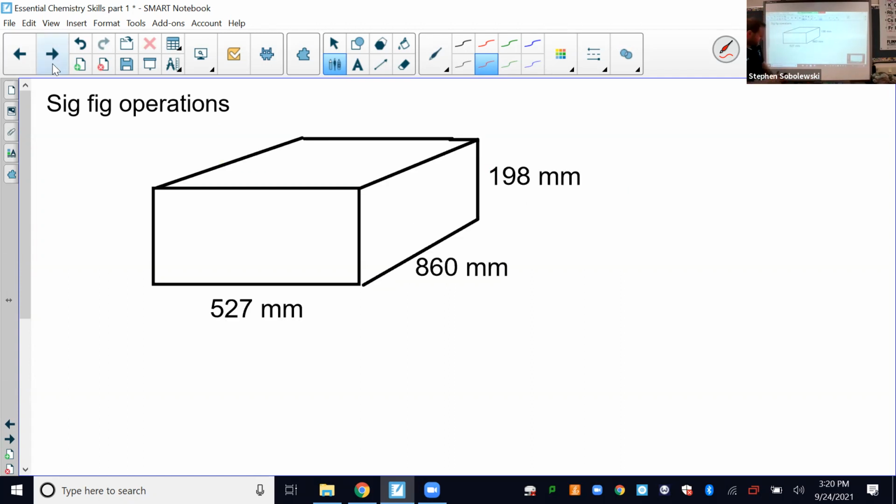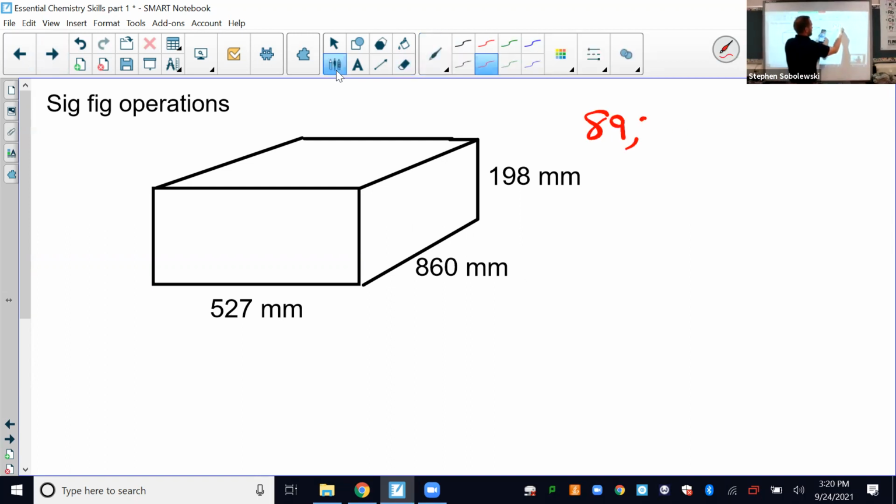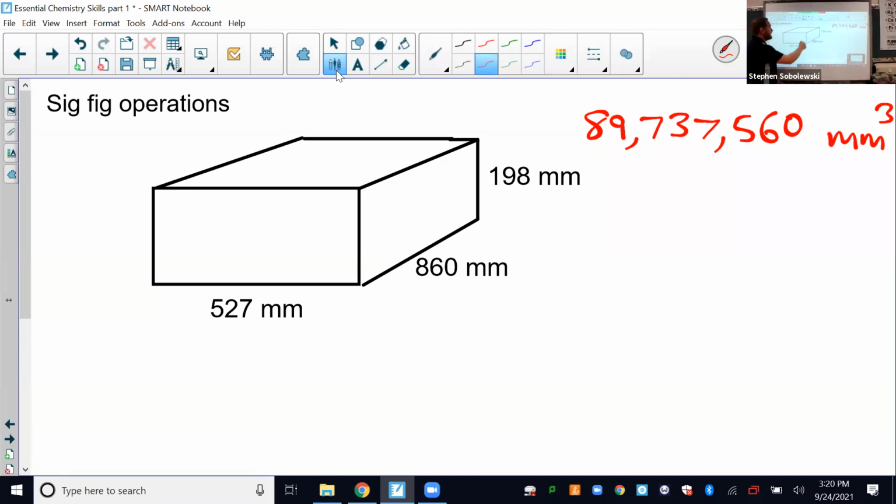Let's do a volume. 527 times 860 times 198. Calculator tells me 89 million 737,560. My unit is millimeters cubed. All right. Looking at sig figs, how many sig figs in 527? 3. How many sig figs in 198? 3. How many sig figs in 860? 2.